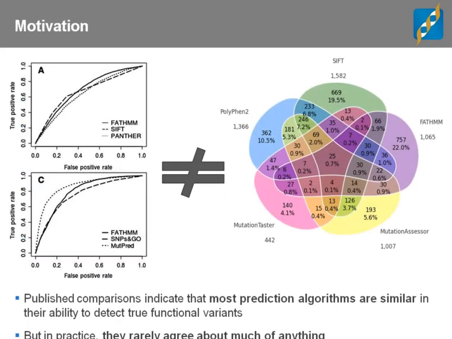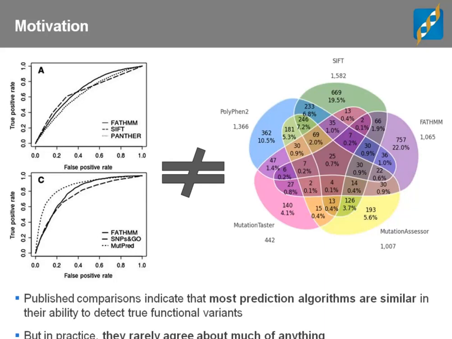Now, it seems on the top like maybe it's really a simple process. If you go look at all of the published comparisons that are out there that show how these various algorithms work, what you'll find is they mostly have really similar ROC curves, and you think, oh wow, it probably doesn't matter very much which one I use.